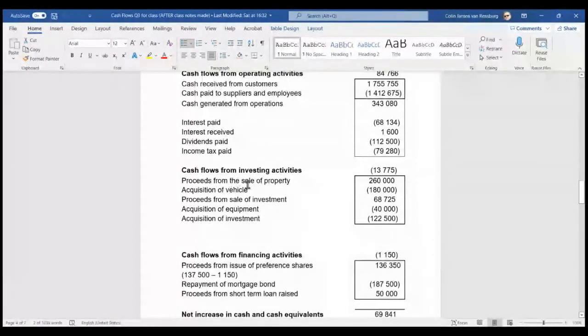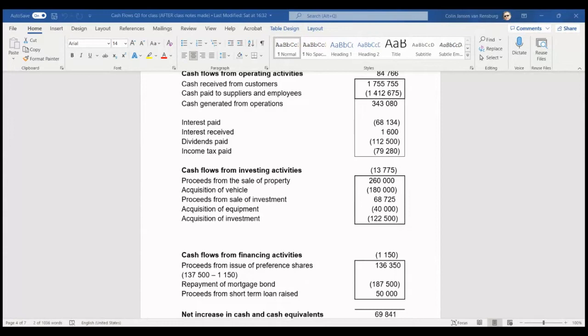So proceeds from the disposal or sale of property, 260,000 rands. Inflow or outflow, ladies and gentlemen, if you can type for me, inflow or outflow of cash. Inflow of cash. Thank you all. Yes, you are spot on. You are all correct. It's an inflow of cash because we have disposed of some of the property, right? And we got money in return for that. So therefore, we are going to show it as a positive.